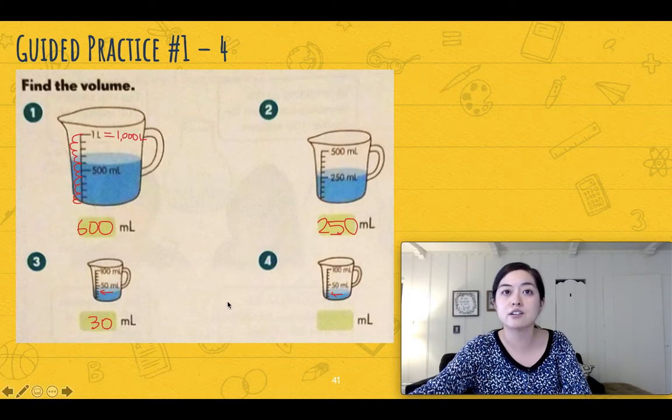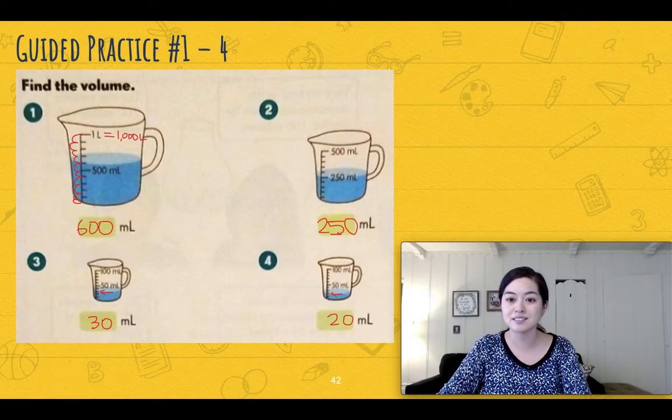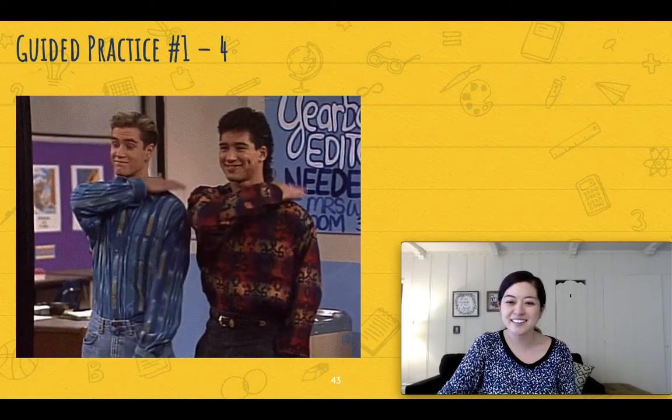And let's look at number 4. The number 4, it looks like the water level reaches that second marking over there. And this measuring cup is the same as that measuring cup. Okay, and so I know that one of the markings is equal to 10 milliliters, so let's count by tens. Ready? 10, 20, we're done. So it's 20 milliliters. All right, good work, good thinking.